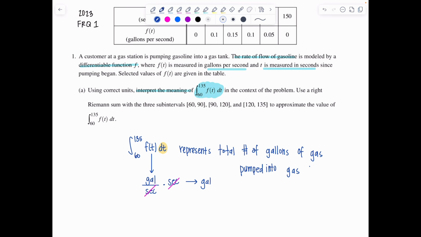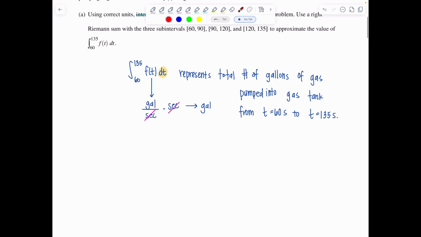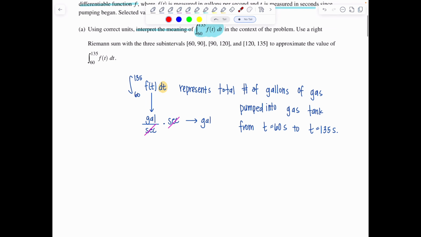And be careful, let's be specific because the definite integral had limits 60 to 135. So pumped into the gas tank from when? Those limits represent when t is 60 seconds to t is 135 seconds. Good? Okay, so whenever they ask you to interpret the meaning of some quantity, identifying the units is super helpful. All right, next they want us to use a right Riemann sum with these three subintervals to approximate the value of this definite integral.